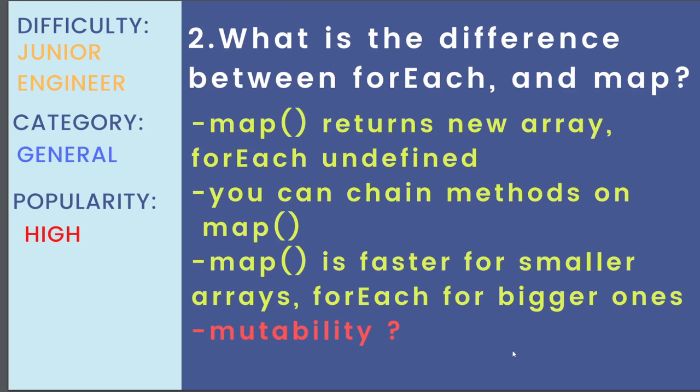Some sources say that forEach is mutating the original array and map doesn't, but this is not really the case. So better just don't mention mutability. Both of those methods are taking index as a second argument, so you can use it to mutate each of the element in the array.